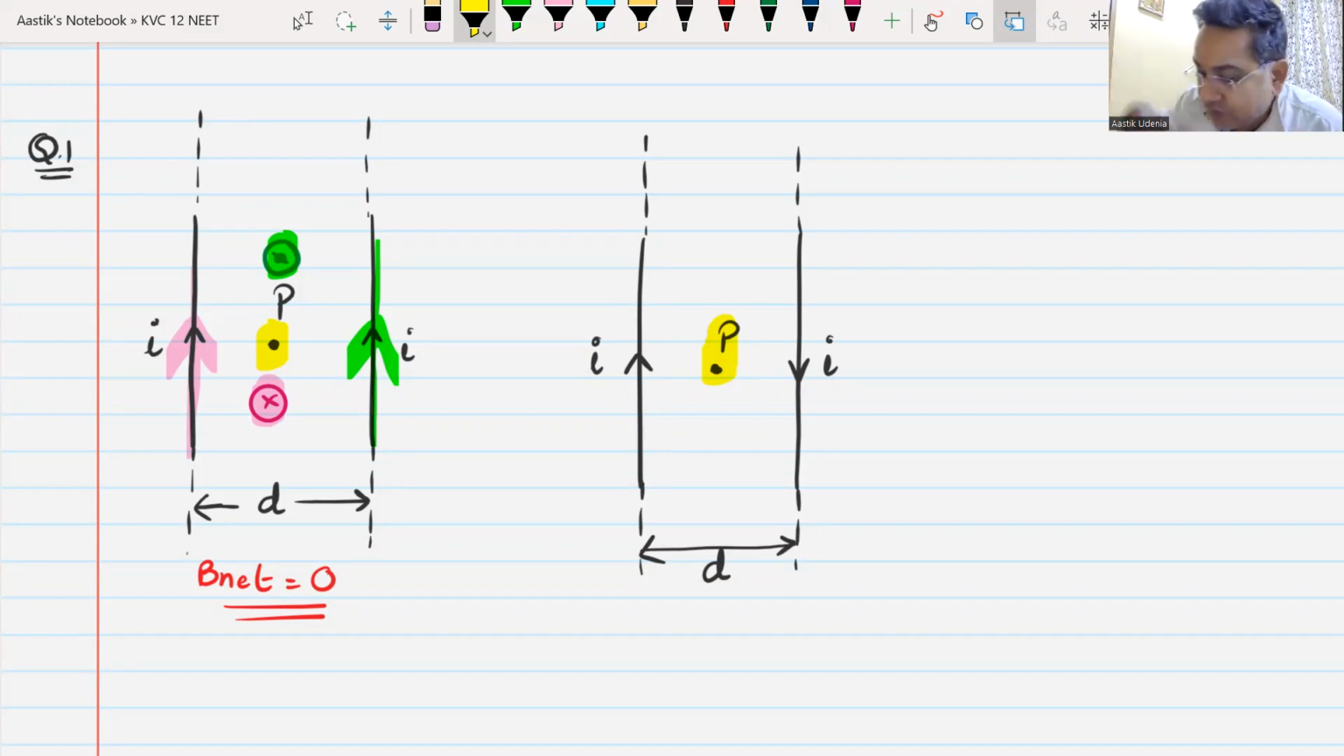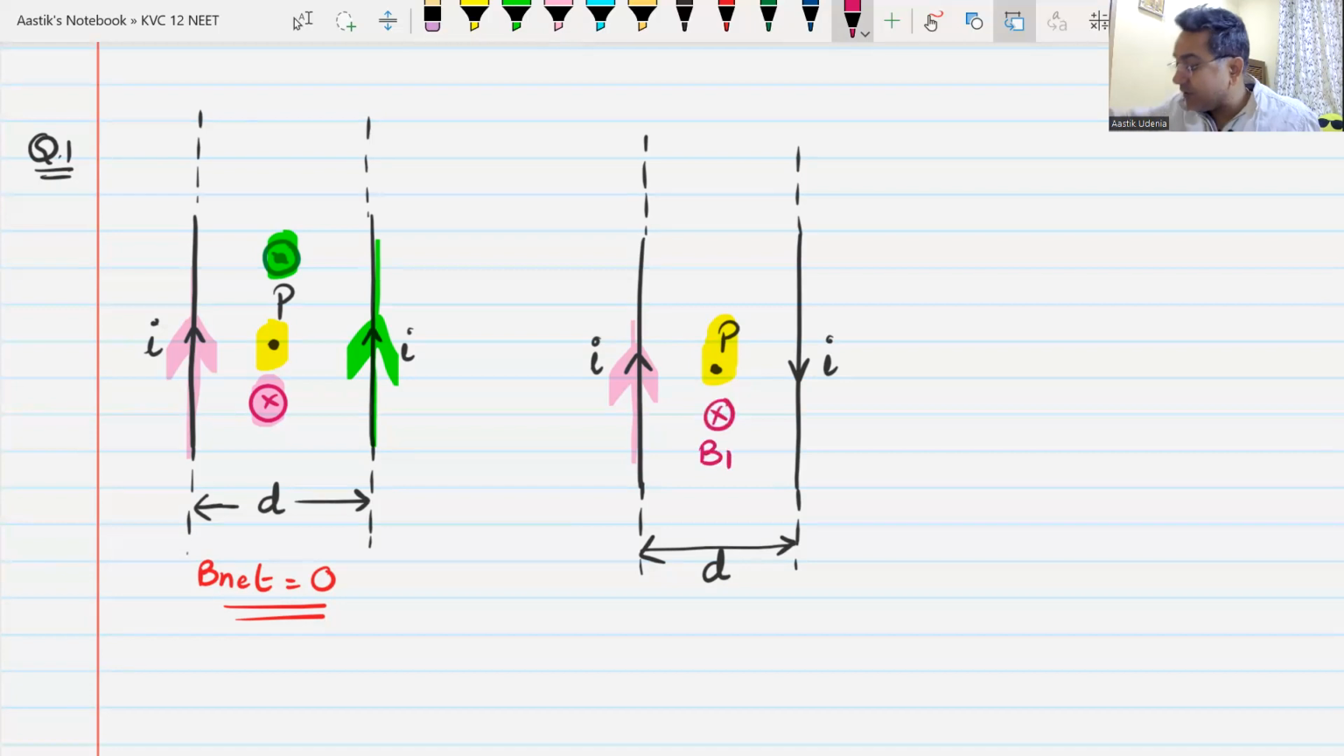Anyone got any answer for this one? Now, if I call the left wire the pink wire, and let me call the magnetic field B1, in which direction is it going to create field? Remember, at the point P, which is the midpoint. It is going to create field in the inside direction.